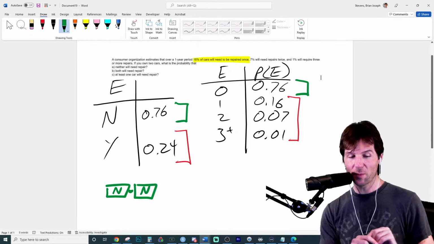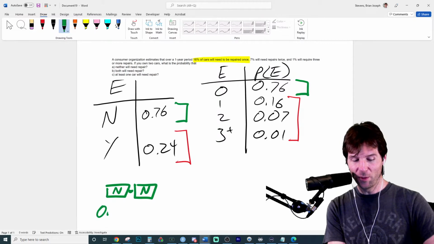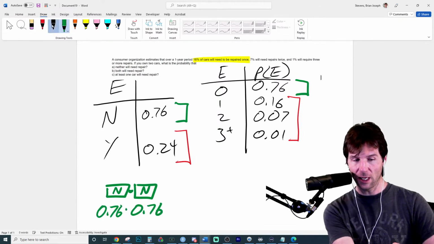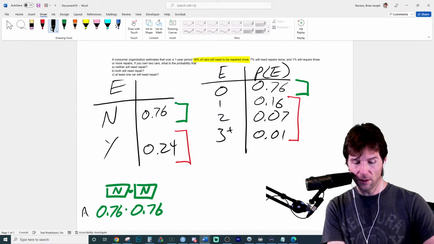So we're going to multiply these probabilities right here and do 0.76 times 0.76, and that is the answer to question A, or question 1. That's A, that's what it was.